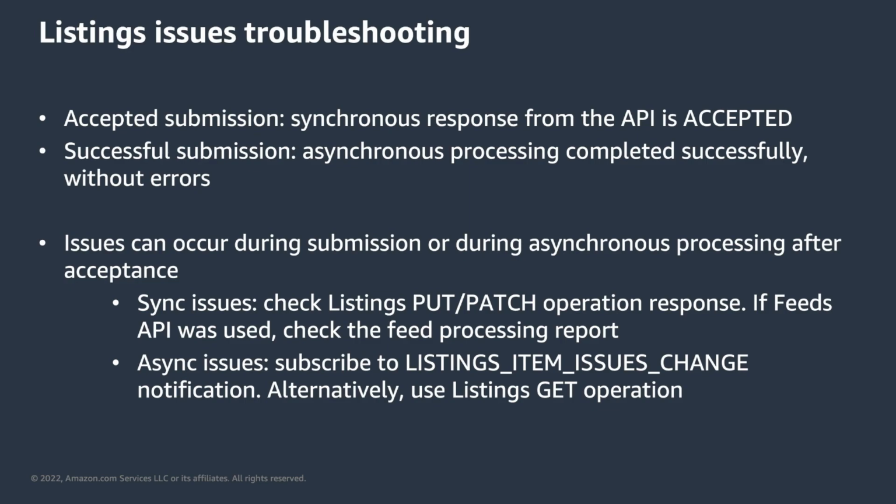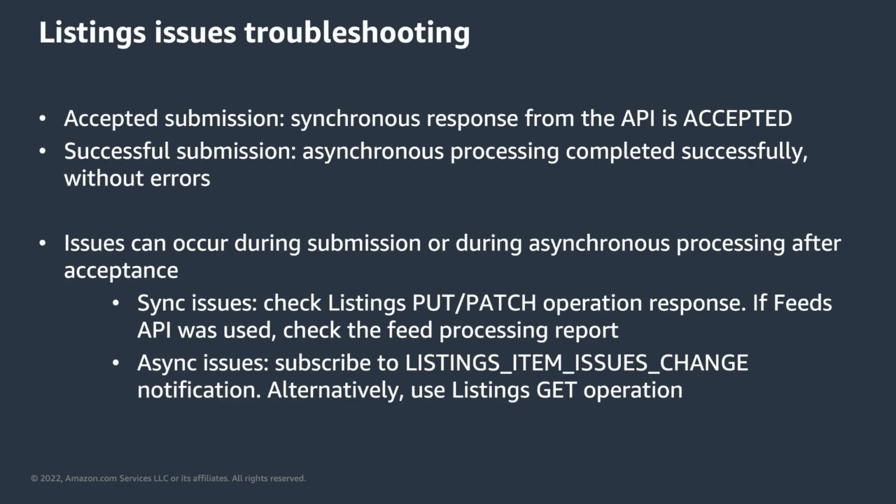Now let's talk about troubleshooting listings issues. First of all, it is important to understand the possible status of a submission. Accepted means that the first stage validation was passed and the request could be forwarded downstream for further asynchronous processing. Successful, on the other hand, means that asynchronous processing finished without errors. Since issues can occur during submission or during asynchronous processing, it is important that you are able to identify them on time in order to take corrective action.